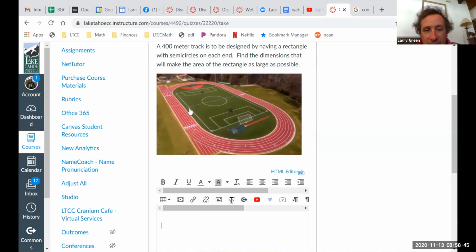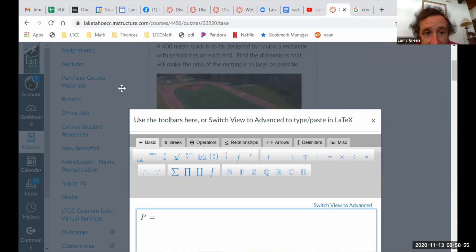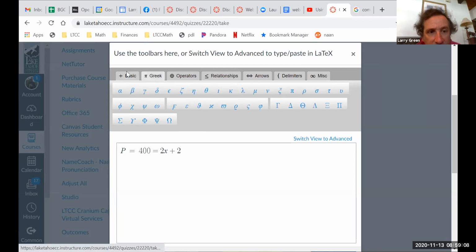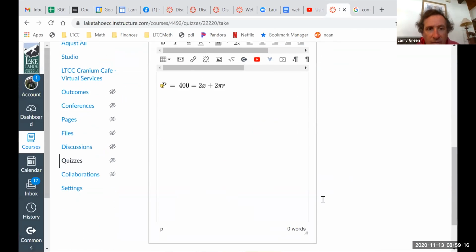So what we can do is we can say the perimeter, I'll just call that P, which was equal to 400, because the 400-meter track is equal to 2X plus 2 times pi times R. Any questions so far? Okay, so we got the perimeter.